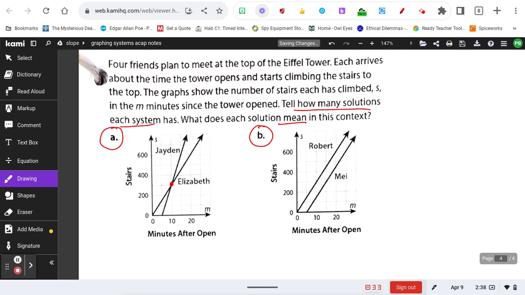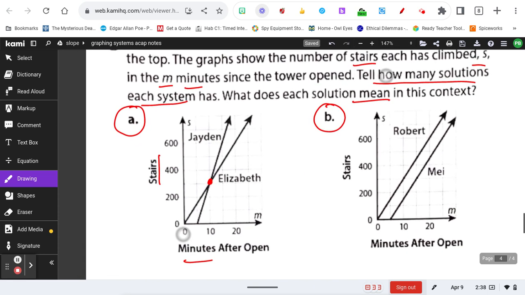Four friends plan to meet at the top of the Eiffel Tower. Each arrives about the time the tower opens and starts climbing the stairs to the top. The graph shows the number of stairs each has climbed in minutes. Stairs is S, M is minutes, so it's going to be stairs per minute for my slope or rate of change. All right, so what does each point mean here?